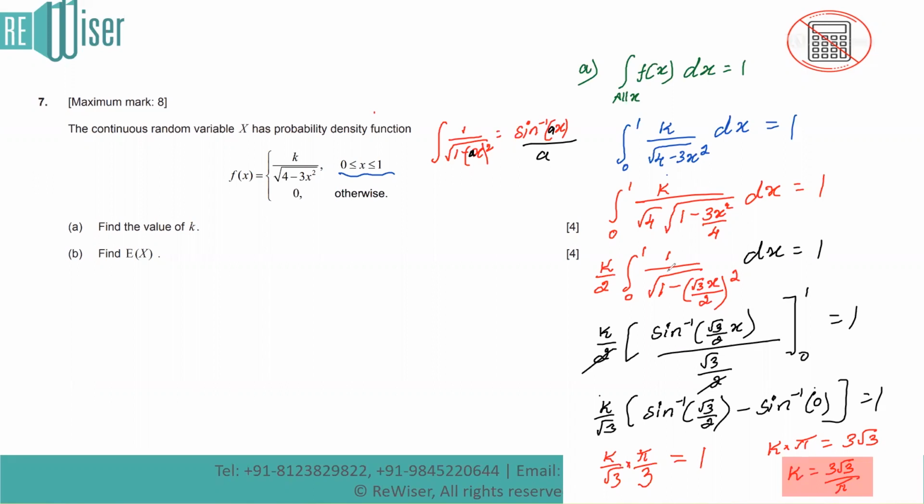Here, if I talk about the marks distribution, it goes something like this. For showing this particular step, you will get 1 mark. For integrating it using the sine inverse rule, you will get another mark. Substituting the upper limit and the lower limit gets you the third mark, and the final answer carries 1 mark. This is how the 4 marks are distributed for this sum.